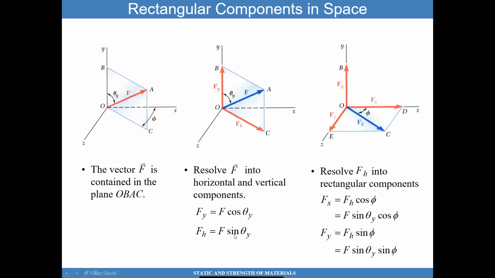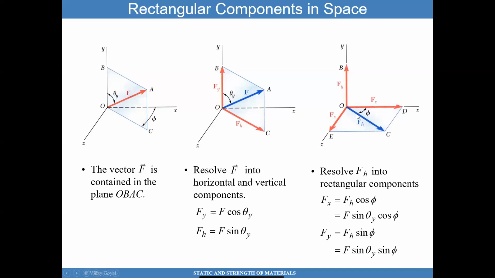So that's why you see that I was able to resolve this vector F into these 2 vectors. Now what I want to do is resolve this vector F along the z and x axis. To do that, I can project it. I can project it again one more time. I can project FH, which is this one right here, and I get FH cosine phi. That gives you this component.